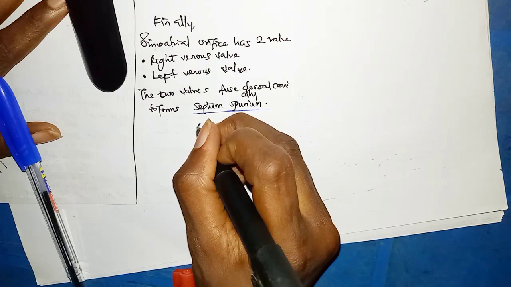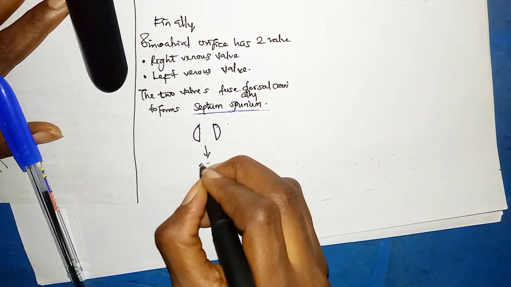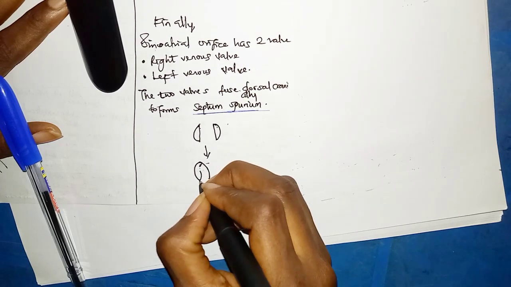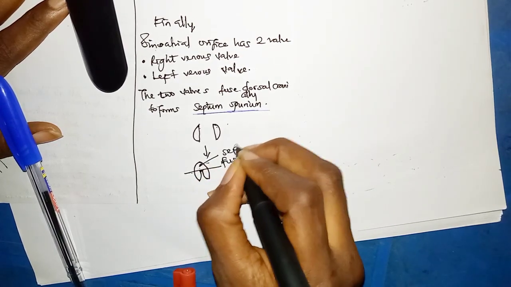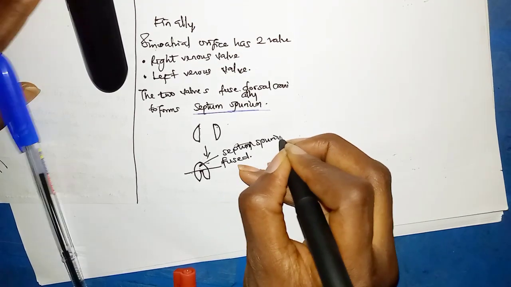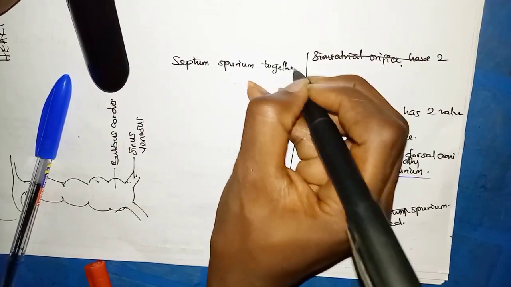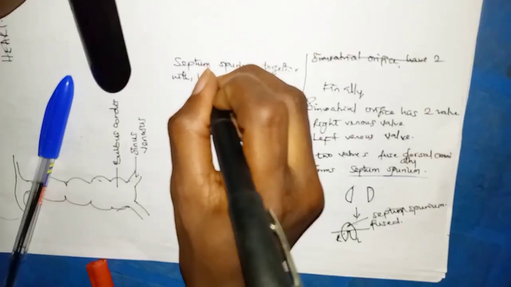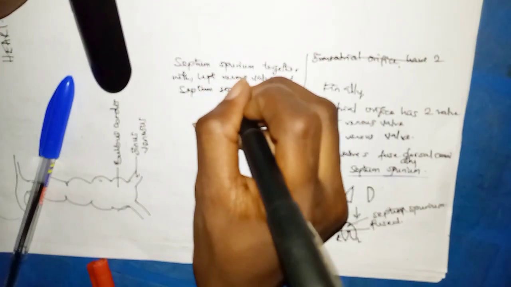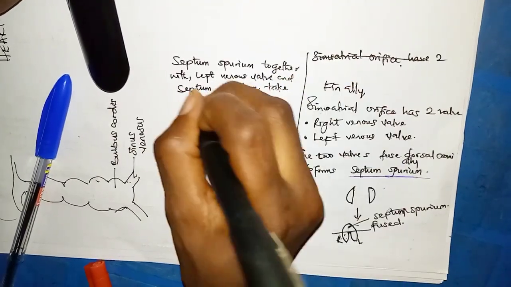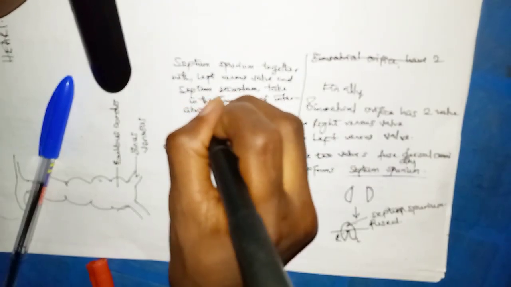So this is the right valve, this is the left valve. These two valves will fuse dorsocranially. So we have something like this. At this part it is fused, and this is our septum spurium. So the septum spurium, together with the left venous valve and septum secundum, take part in the formation of the interatrial septum, right?